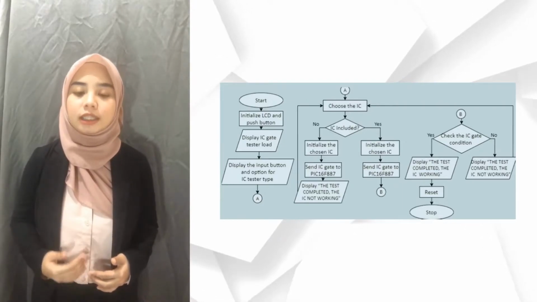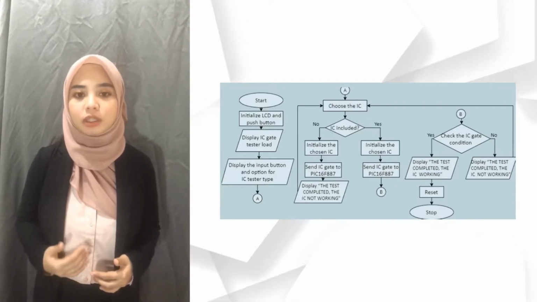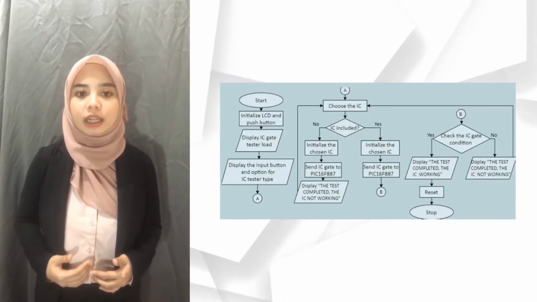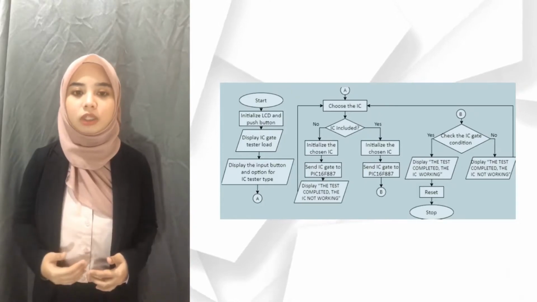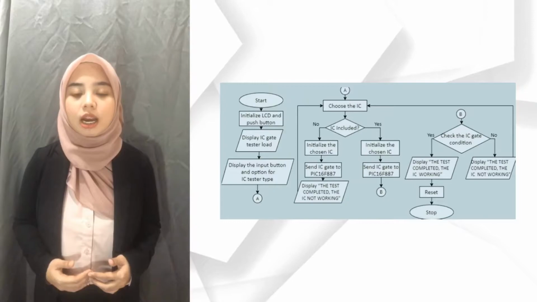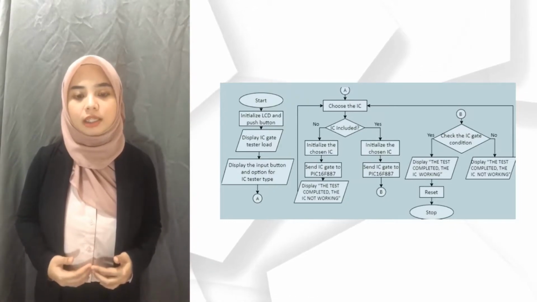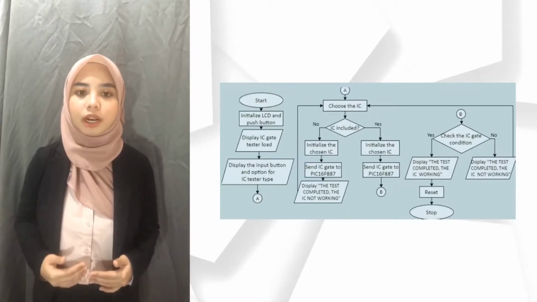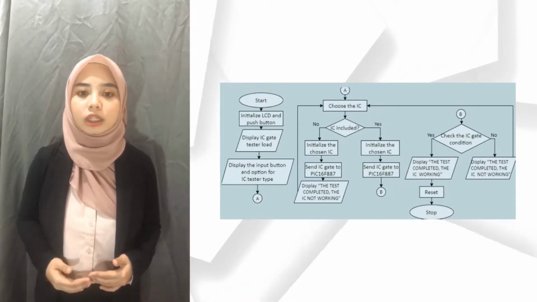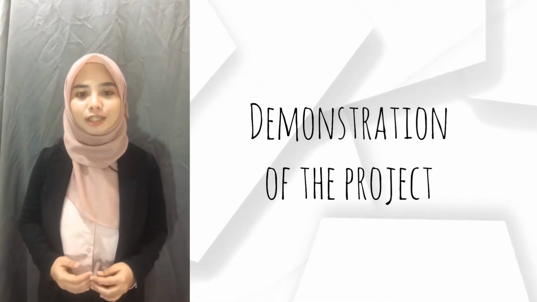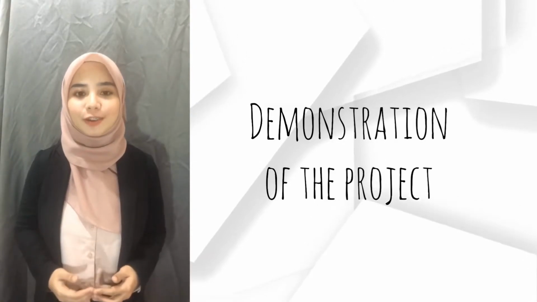But if the user inserts the IC and chooses the IC type correctly, it will initialize the IC and send to the PIC. Then there is a second condition, whether the IC condition displays test complete and the IC is working. Otherwise, test complete, the IC is not working. Therefore, the user needs to choose the IC type correctly, and this is where the controller reads the pin number of the IC in the ZIF socket. On top of that, the result for this project will be shown by the demonstration in the next video.